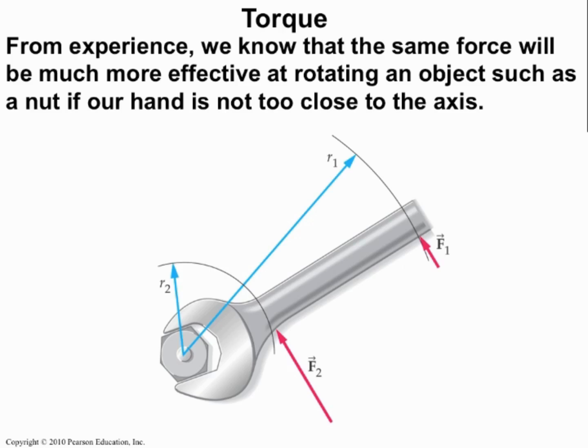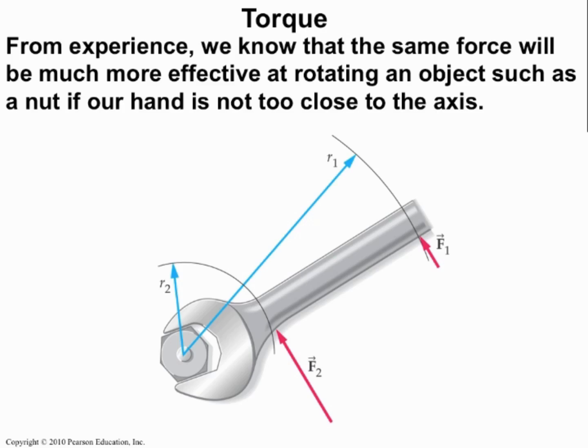All right, now let's talk about torque. Everything about balance and center of mass was really just leading up to torque. From experience, we know that the same force will be much more effective at rotating an object, such as a nut, if our hand is not too close to the axis.